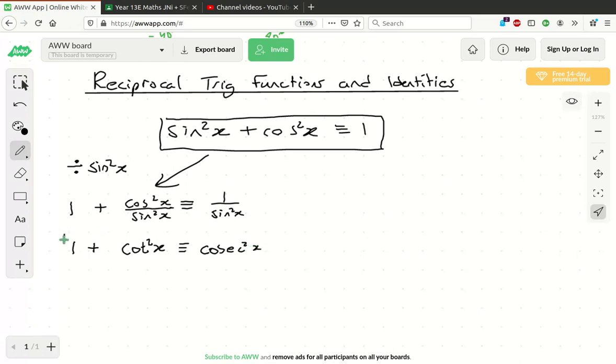Now, you don't have to prove this if you're not asked to. You can use this result without proof unless they ask you to prove it. And if they asked me to prove it, I'd prove it from that identity there.